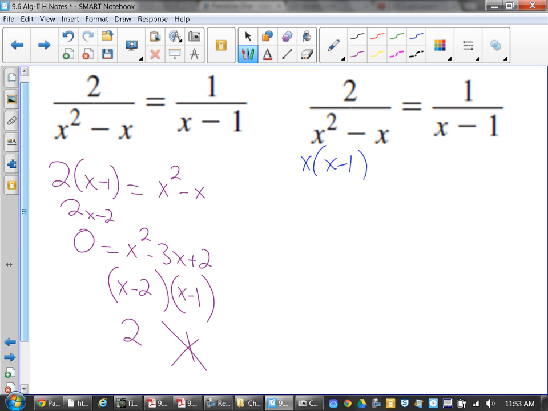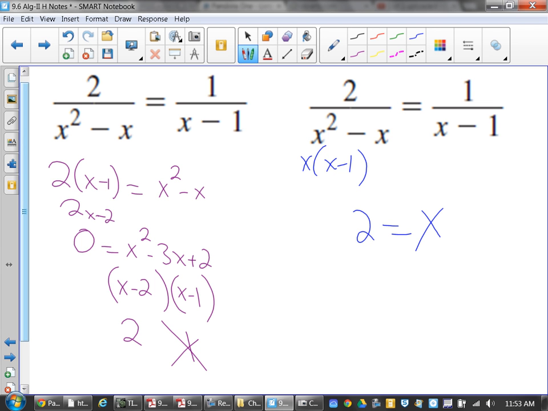What's your common denominator between the two? x and x minus 1. So if you multiply both sides by x times x minus 1, this side already has both. This side needs x. So happy with this. Sometimes it's that easy.